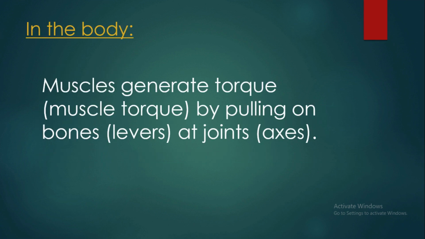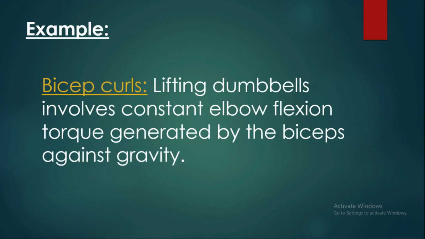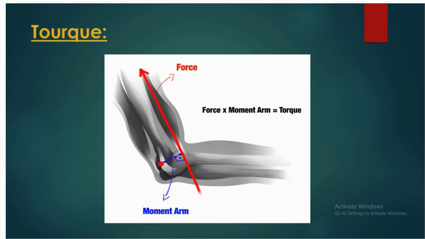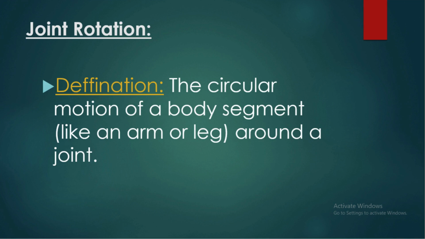In the body, muscles generate torque, which is called muscle torque, by pulling on bones, which are the levers, at joints, which are the axis. For example, in bicep curls, lifting dumbbells involves constant elbow flexion, with torque generated by the bicep against gravity. So torque can be defined as force times moment arm, where the moment arm is that of the muscle.